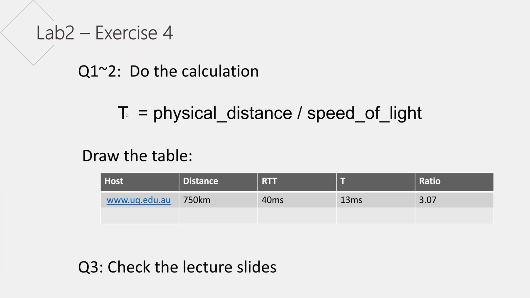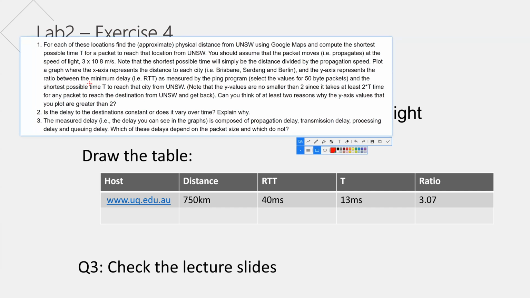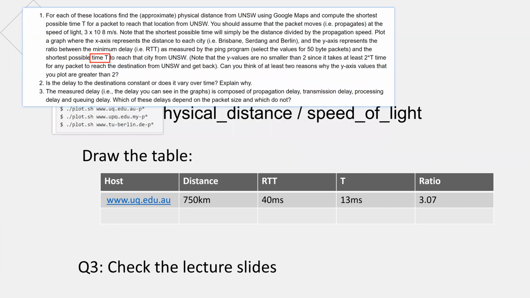But let's just focus on how to calculate this t. Let's focus on how to get the t value at first, because in question 1, we need to do the calculation for the t value somewhere in here. What's the t value for that? To do the calculation, to get this value, we can draw a table like this: host, distance, RTT, T, and ratio.